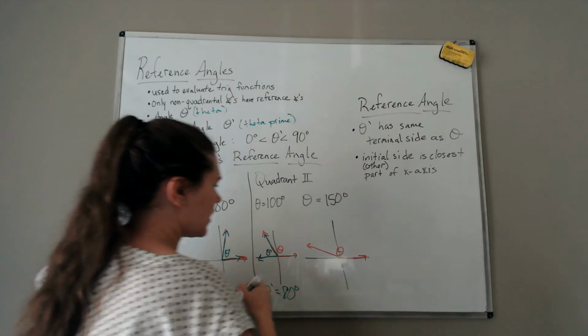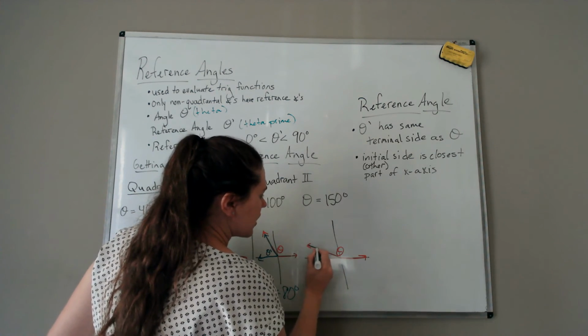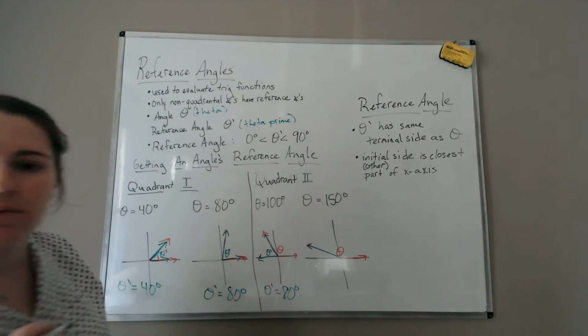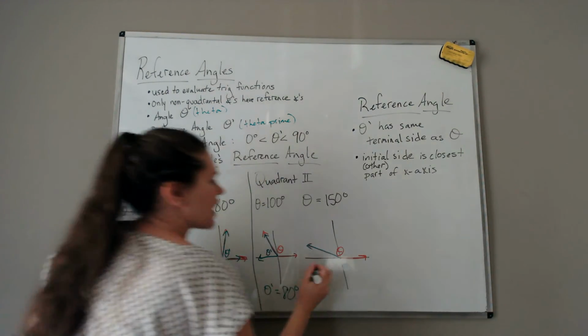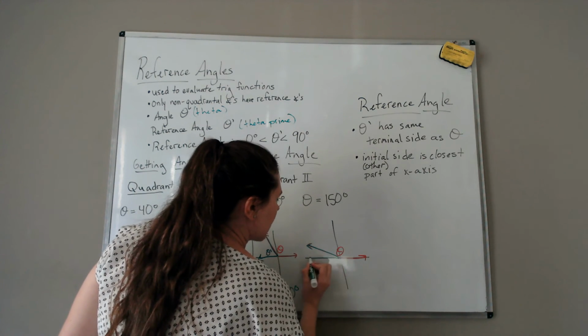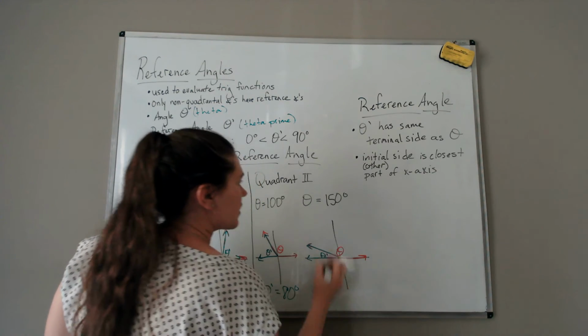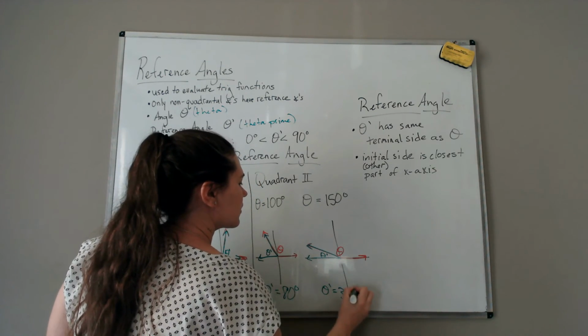Okay. Theta prime shares the terminal side, and the other side of the ray would be the closest x-axis, part of the x-axis, which would be down here. So here's theta prime. What's theta prime here? Theta prime is 30 degrees.